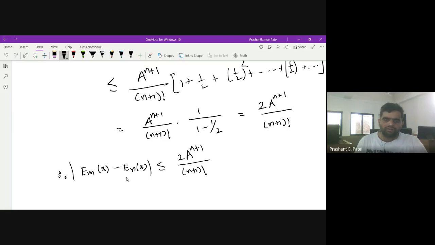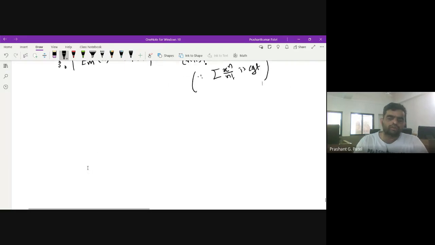Now what is this sequence? This will tend to 0 as n tends to infinity. So ultimately what I am saying is, because summation x power n upon n factorial is convergent. Since this is convergent, its nth term tends to 0. So as n tends to infinity, this goes to 0. And hence what we can say due to this is En is uniformly convergent on the interval which is bounded by -a to a.